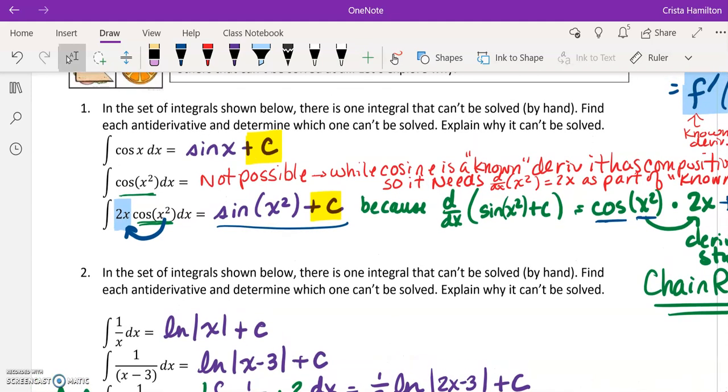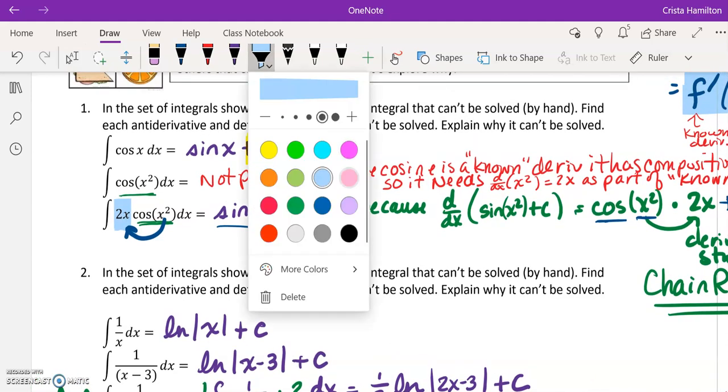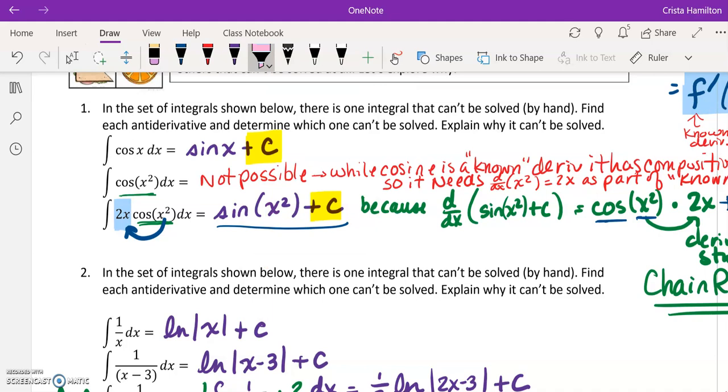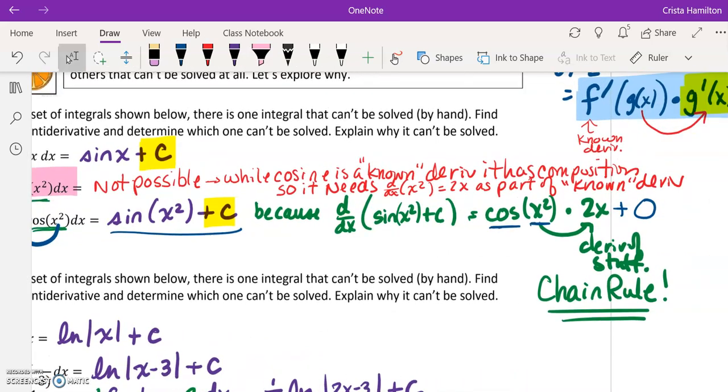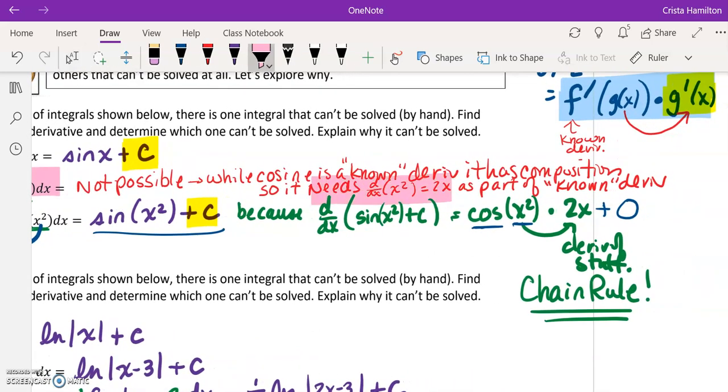So that's why the one that was not possible, which I'm going to highlight in pinkish red here, was the cosine of x squared. The only way that we could do that antiderivative is if the derivative of the stuff was somewhere there as part of the known derivative; we needed it in order to accomplish that antiderivative.